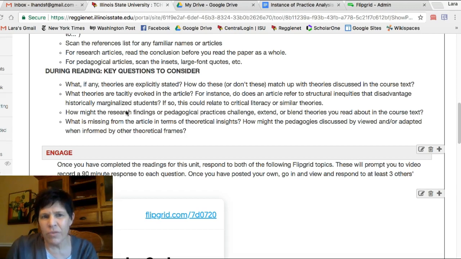Every single thing we read and write is written from a standpoint. It's written from a perspective whether we acknowledge it or not. And so I want us to be explicitly acknowledging that and to really think about, and this gets at the final bullet point here, what's missing from the article in terms of theoretical insight? So what if the authors had taken a different theoretical angle when conducting their research or writing about certain pedagogies in the classroom? I think that could be an interesting thing for us to consider.